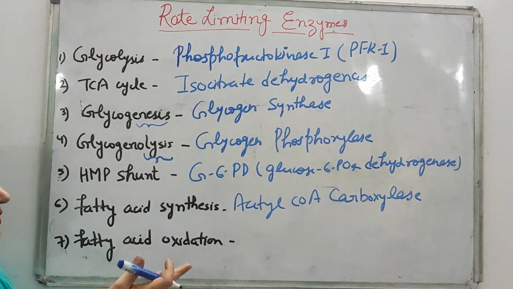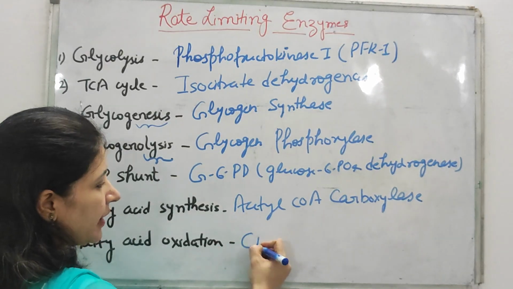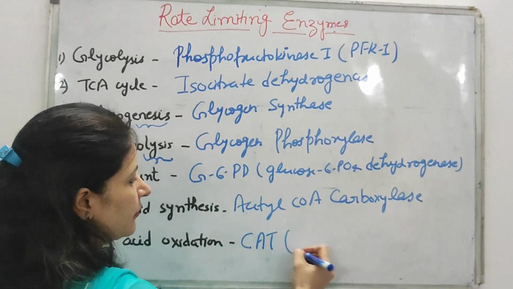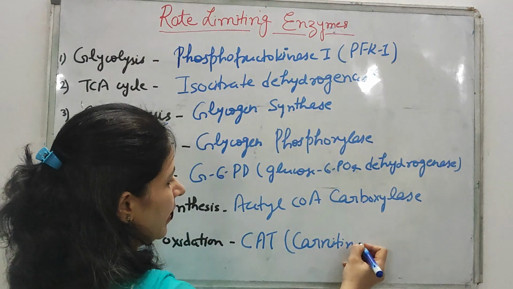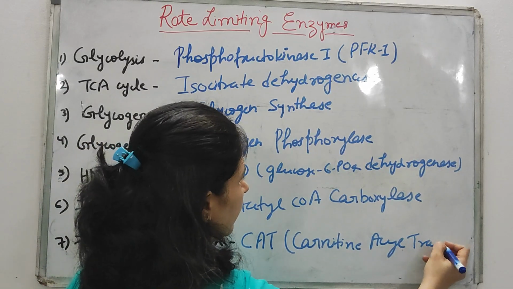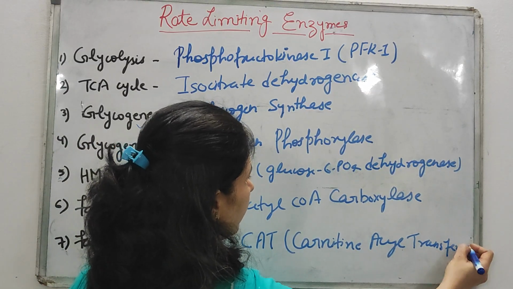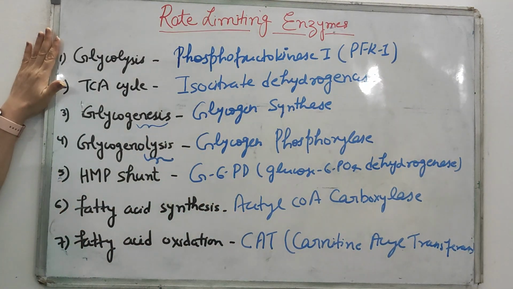Now fatty acid oxidation, or beta oxidation. What is the rate limiting enzyme? That is CAT, carnitine acyl transferase. These rate limiting enzymes are asked in MCQ and you must know them for your Viva.